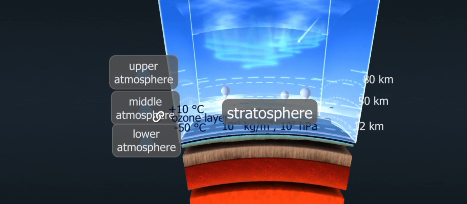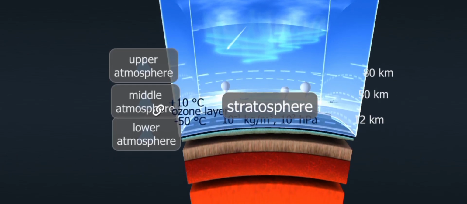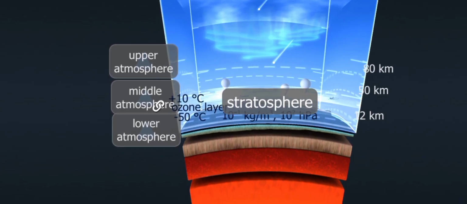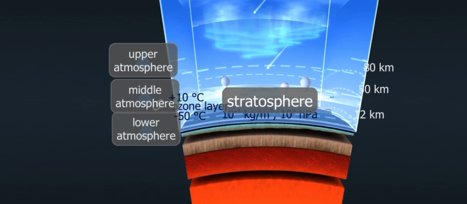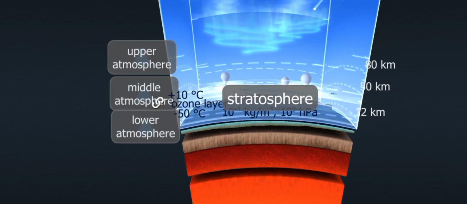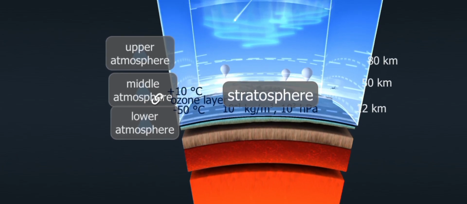The next layer is the stratosphere. Here the temperature rises with altitude because of the ozone layer. The ozone layer absorbs energy, consequently its temperature rises. The temperature at the lower boundary of the stratosphere is around 56 degrees below 0 Celsius.